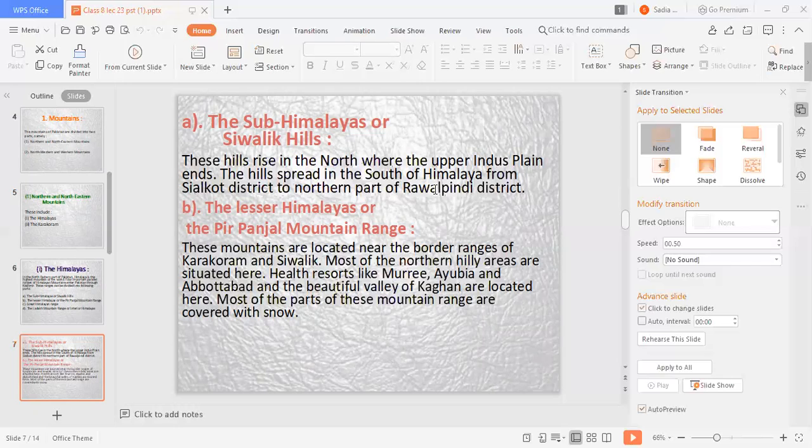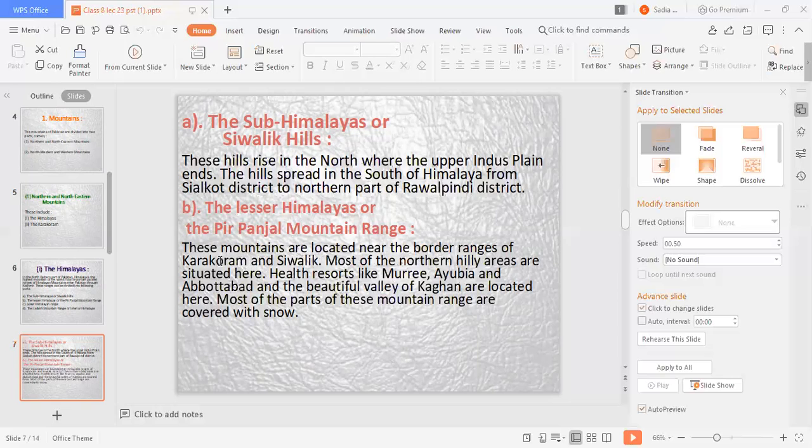यानी ये जो सब हिमालयन माउंटेन्स हैं, सब का मतलब मैंने आपको बताया कि हिमालय की जो एक मेन स्ट्रीम पर वो पहाड़ियाँ हैं, उसके अलावा जो छोटे छोटे इलाकों में हिमालय फैला हुआ है, दूर दराज इलाकों में छोटी छोटी पहाड़ी सिलसिले हैं, वो किस तरह से हैं? सियालकोट डिस्ट्रिक्ट टू नॉर्दर्न पार्ट ऑफ रावलपिंडी, यानी सियालकोट से रावलपिंडी तक जा रहे हैं। तो उसके बाद क्या है? The Lesser Himalayas and the Pir Panjal mountain ranges, and these mountains are located near the border ranges of the Karakoram and Shivalik. Is it clear?